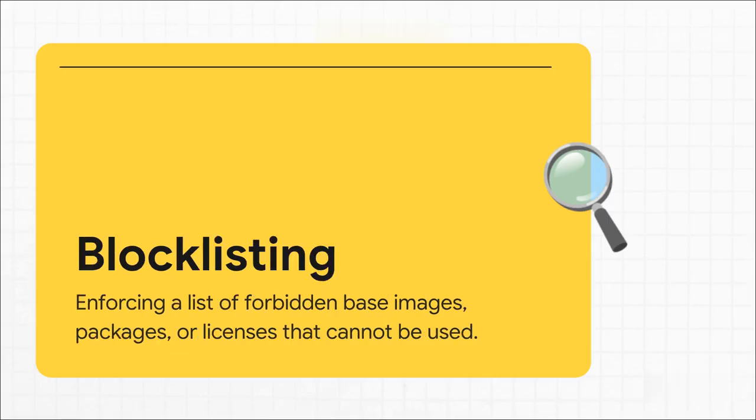And the third pillar is all about enforcement. This is where you lay down the law. You define what's explicitly forbidden. Maybe it's a base image that's known to be insecure, or a package with a critical flaw, or even a software license that violates your company's legal policies. If it's on the block list, it does not get in, period.